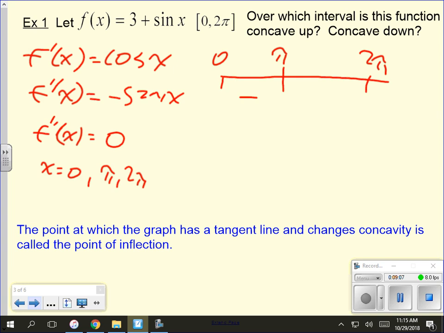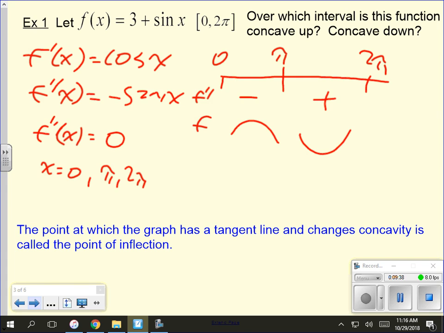Pick a number between pi and 2 pi. Oh, I know, 3 pi over 2. The sine of 3 pi over 2 is negative 1. However, we're dealing with the negative sign, so it would be positive 1. So f double prime is negative and positive, which means f, the original function, is concave down and then concave up. Is that how we write it usually? Yes.